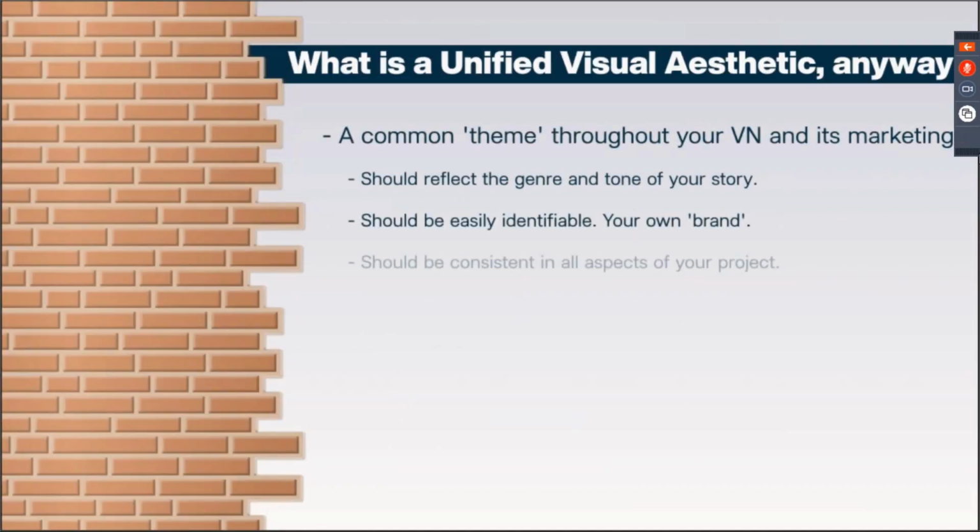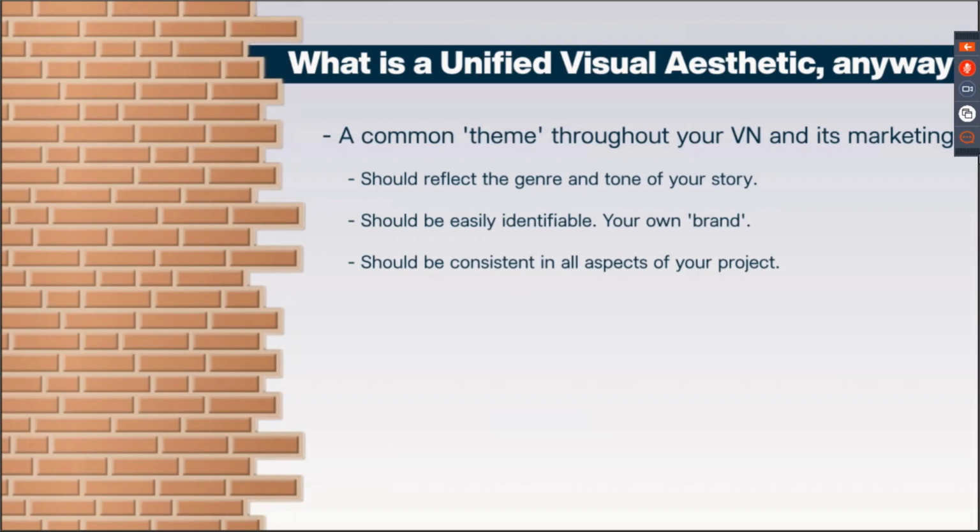So what is a unified visual aesthetic? I define it as a common theme that runs through your VN, and similarly your promotional materials as well. It should reflect the game and genre and tone of your story. If you're making a horror VN, you wouldn't necessarily use a bright pastel palette with a flowery aesthetic. Similarly, a lovey-dovey romance VN shouldn't be dark and gloomy.